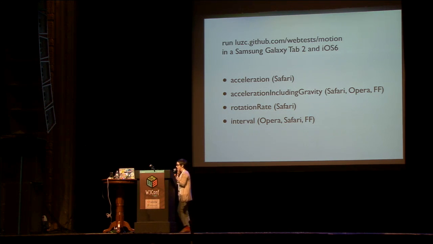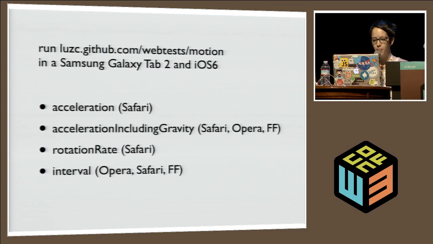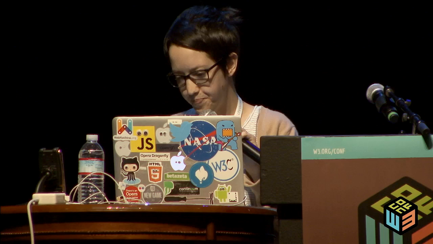So you can see there that Safari, Opera, and Firefox gave me the acceleration, including gravity. Safari gave the rotation rate, but just Safari alone. And then I could get the interval for Opera, Safari, and Firefox, but Opera and Firefox produced it in milliseconds, the way the spec thinks it should be. But Safari had a strange measure. It had an interval, but I couldn't really say in what units it was measuring. And it didn't work in Chrome for me.